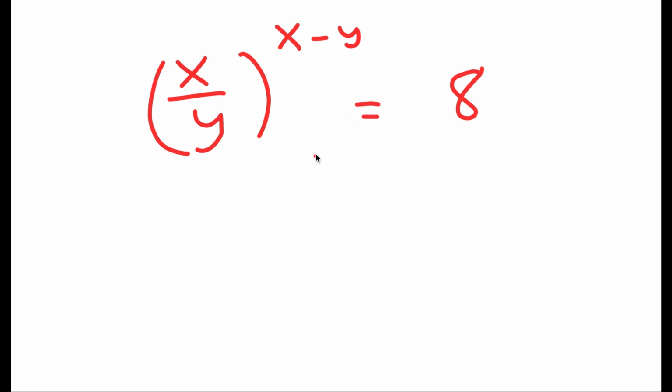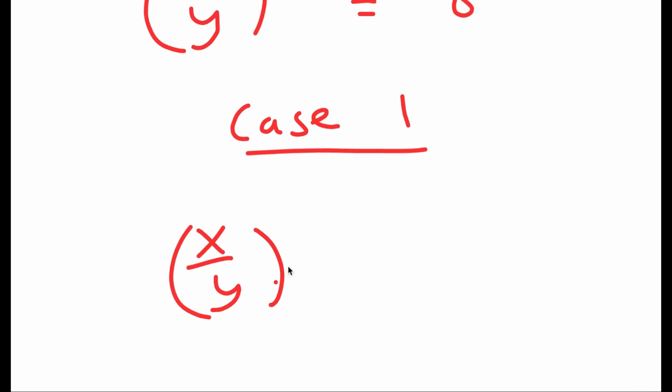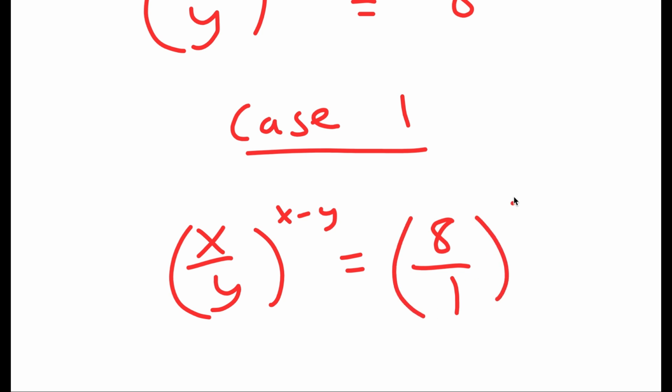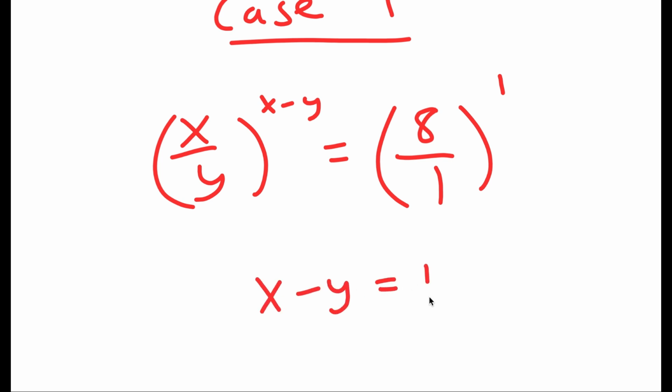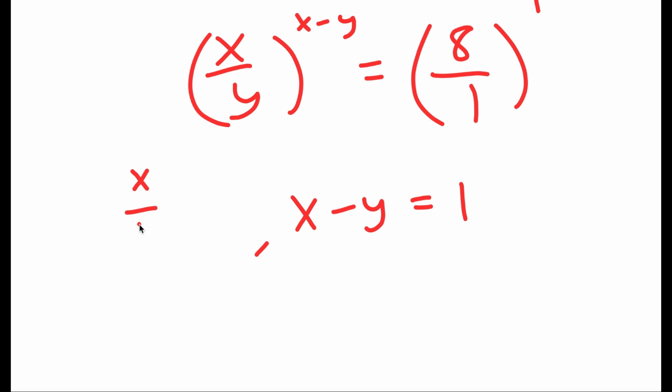And I have a couple cases to solving this equation. So for case 1, what I'm going to do is rewrite 8 here as 8 over 1. And this is the same thing as 8 over 1 to the power of 1. So now if x minus y is equal to 1, then this means that x over y is equal to 8 over 1.